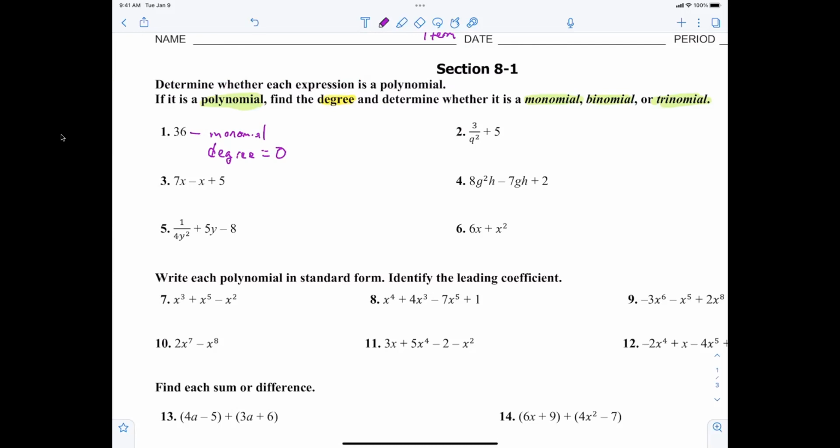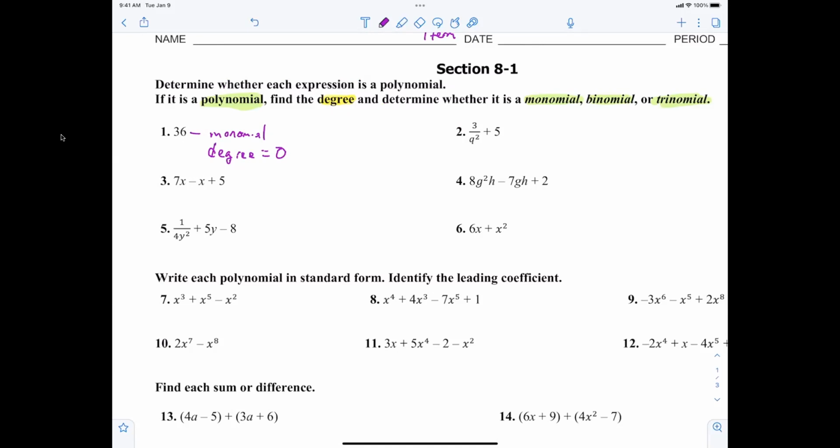So if I was just briefly looking at number 2, is that even a polynomial? No, it's not a polynomial. The reason it's not a polynomial is because the exponent is actually a negative 2.